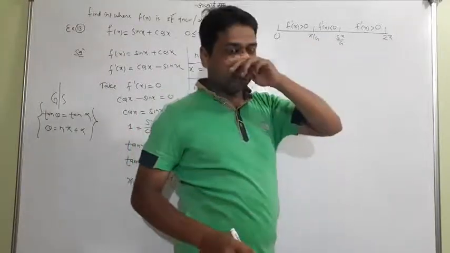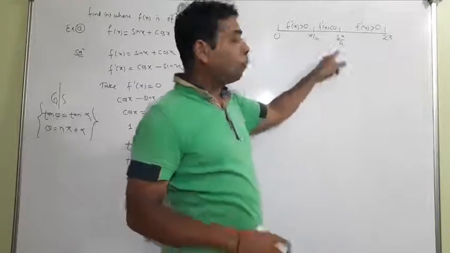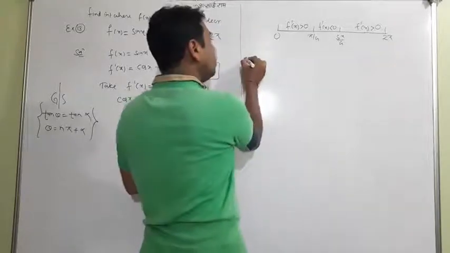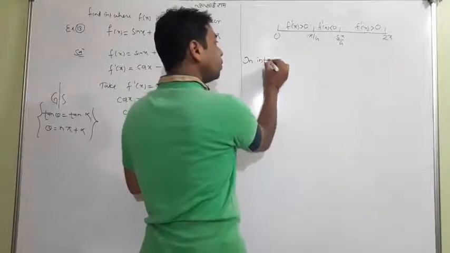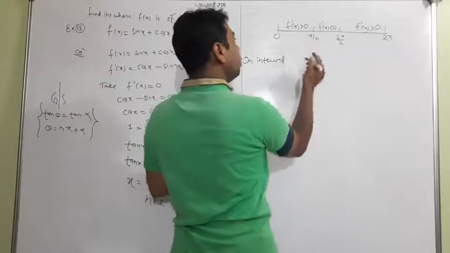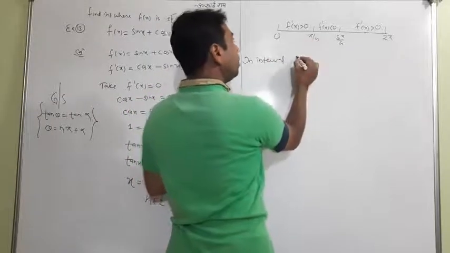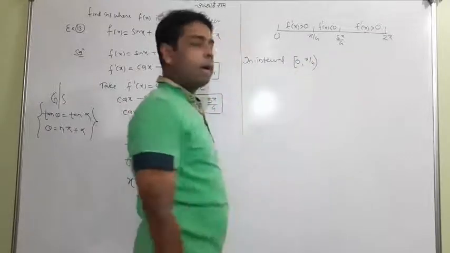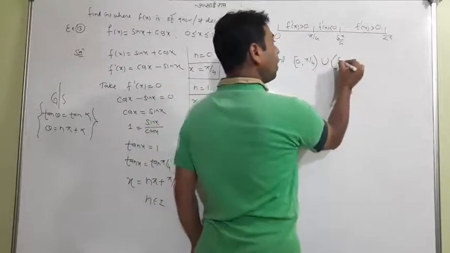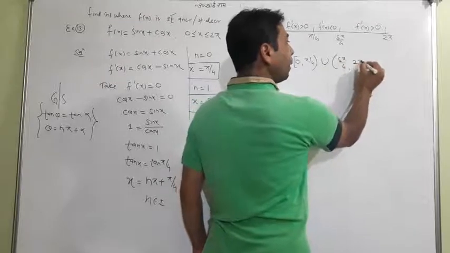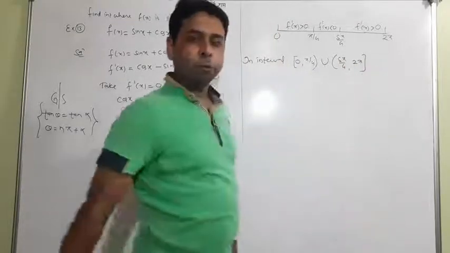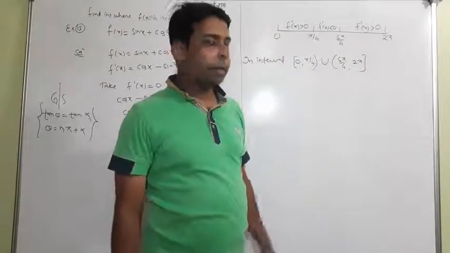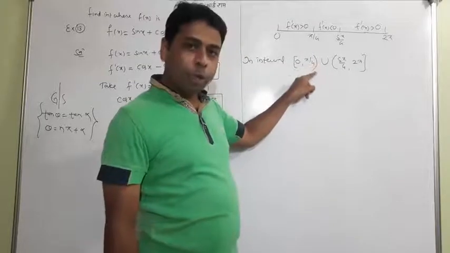Similarly till the last, the critical points will be excluded. So I write in interval form, from this to this: 0 to π/4, and 5π/4 to 2π. It is very important to use the brackets in the interval. This is excluded, an open interval.